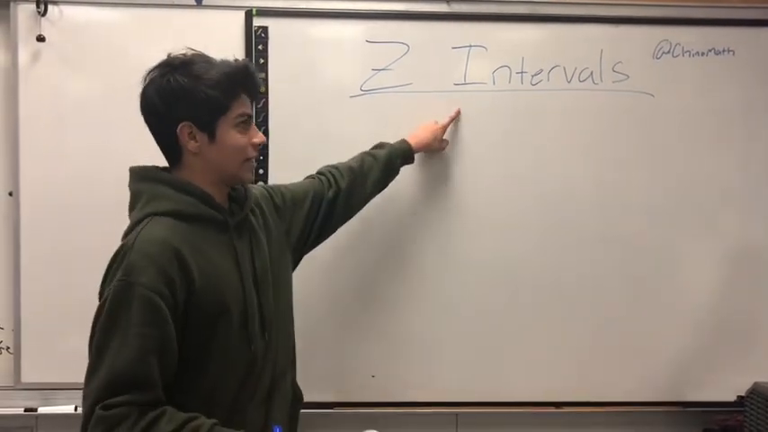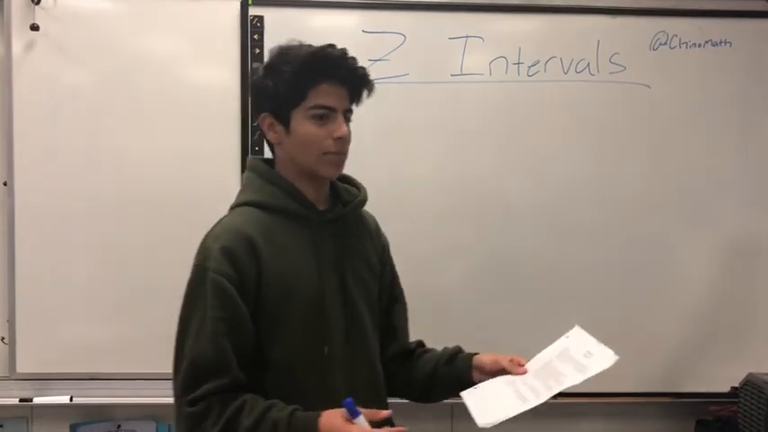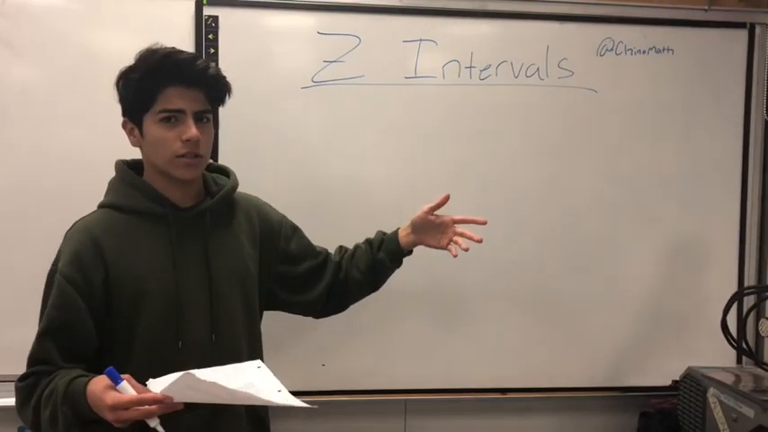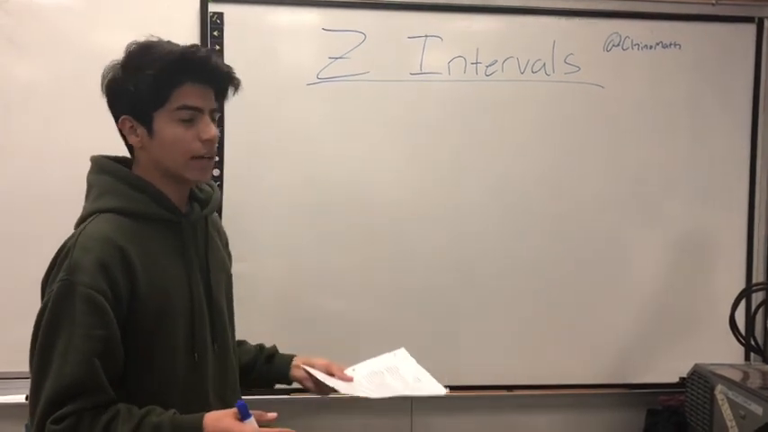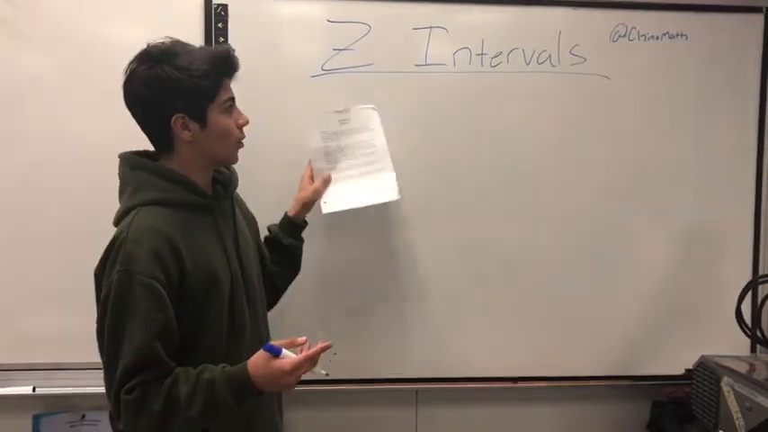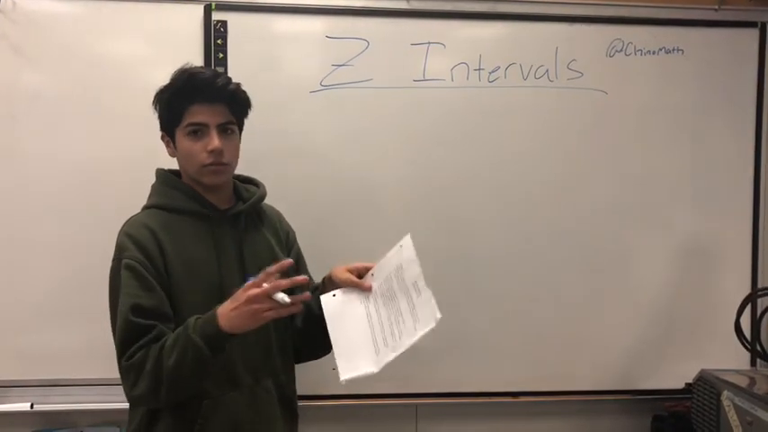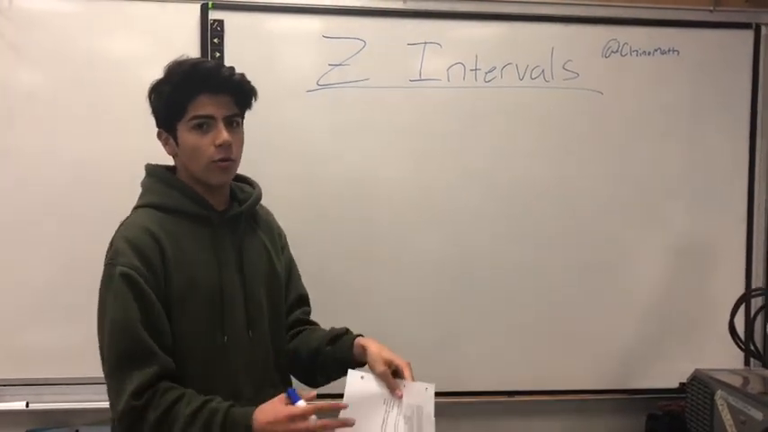Today we're going to be covering z-intervals, and this is for AP Stats. For z-intervals, the proper name that we use is a one proportion z-interval, or at least for this case. And what we use one proportion z-intervals for is just creating intervals for estimating true proportions.